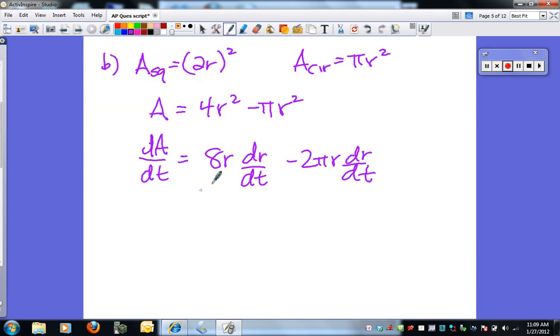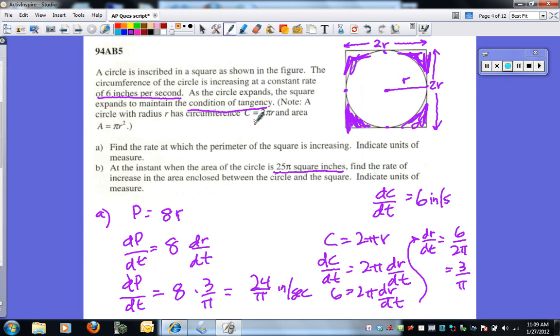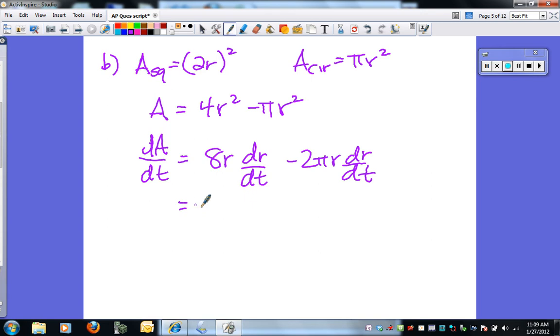Do we have r? No, we don't have r, but can we find r? Remember, this is taking place when it tells us the area is 25 pi square inches. So I have pi r squared equals 25 pi. By looking at that, I can see that r squared is 25, or r is 5. So let's use that. So we have 8 times 5 times our 3 over pi, minus 2 pi times 5 times dr/dt.